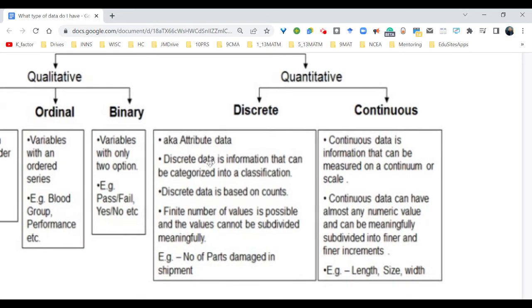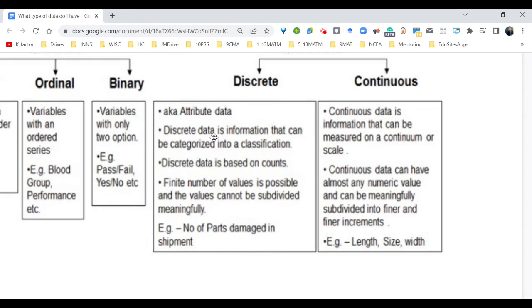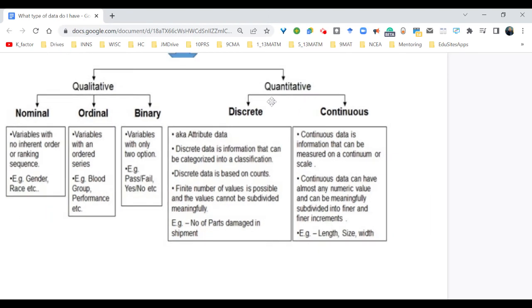Now, discrete data. Here are some examples. It has a finite number of values, and the values cannot be subdivided. For example, the number of parts damaged in shipment. You can have whole number categories like 30 parts, 40 parts. Or the number of games the All Blacks have won every year since the year 2000. That comes in whole number categories, say 5 games, 10 games, 15 games, or 21 games, etc. You can't have they have won 1.57 games. So that would be your quantitative data.